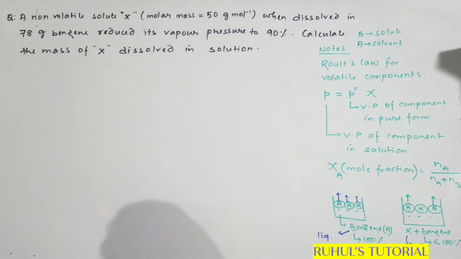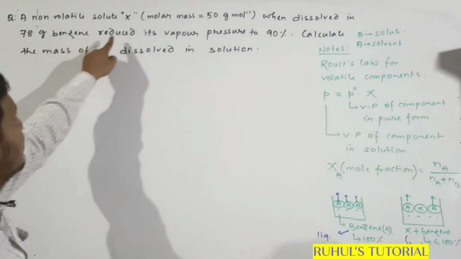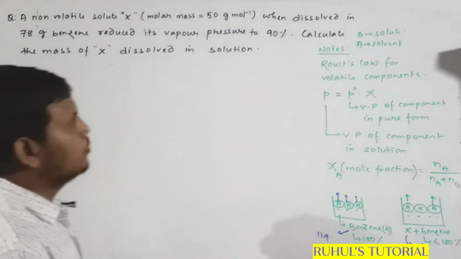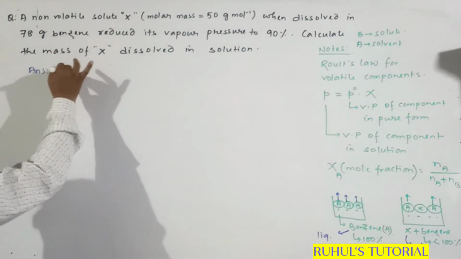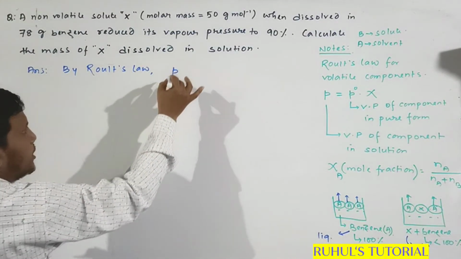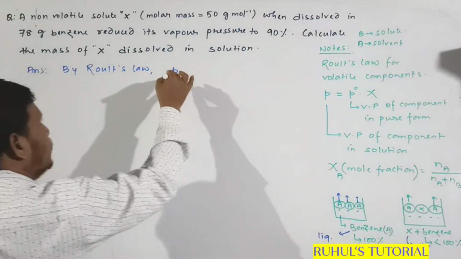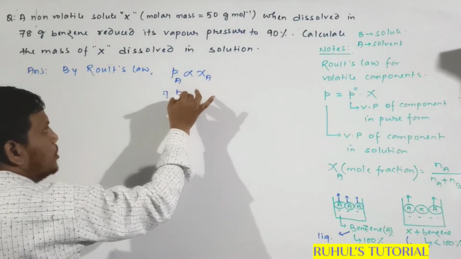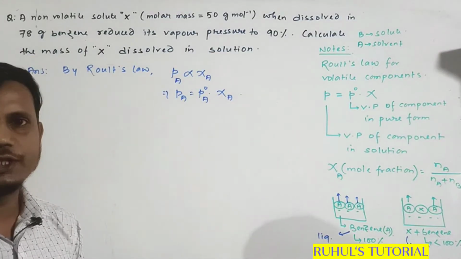Okay, so what is the given data? A non-volatile solute X, when dissolved in benzene, reduces the vapor pressure to 90. So we will use Raoult's law only for the volatile component, and benzene is volatile. So we can write by Raoult's law, the vapor pressure of benzene. Benzene is the solvent, so we will use A. The vapor pressure of A is proportional to the mole fraction of A, that is, the vapor pressure of A is the vapor pressure of A in pure form times the mole fraction of A.